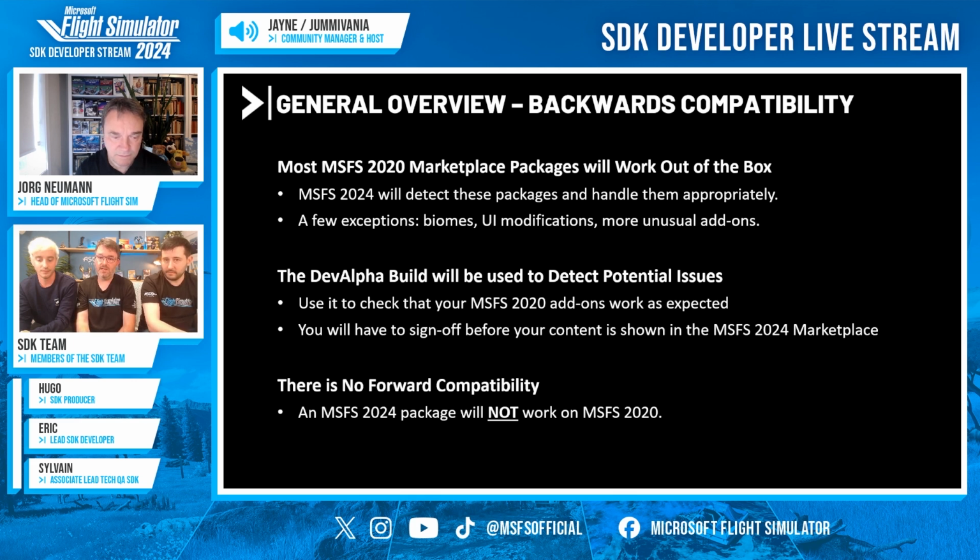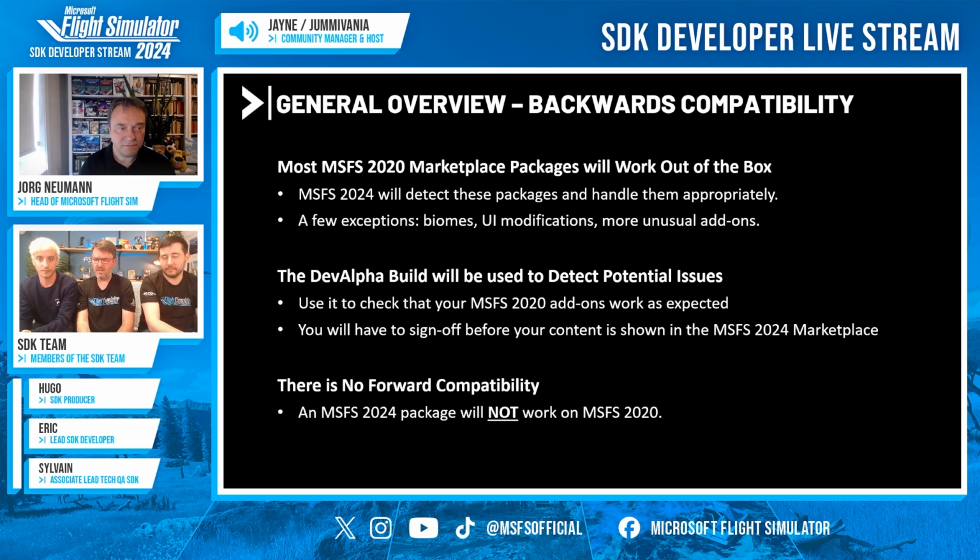Basically, as we've mentioned already, and we'll talk about it again later, there's a dev alpha build coming, and you will be able to use it to detect potential issues with your add-ons. So your add-ons will be available in Flight Sim 2024. You can check them, and you can report issues. We'll explain how. You will be able to tell us if you find something that we didn't see. One important thing is that before your 2020 add-on really appears on the 2024 marketplace, you'll have to sign off. So you will just say, hey, I've tested my content. It works fine on the new version. I'm happy for it to come onto the 2024 marketplace.